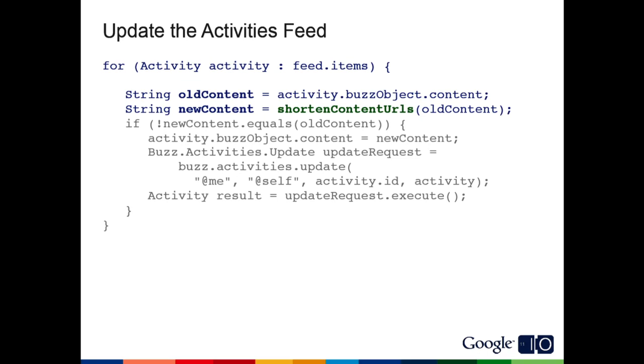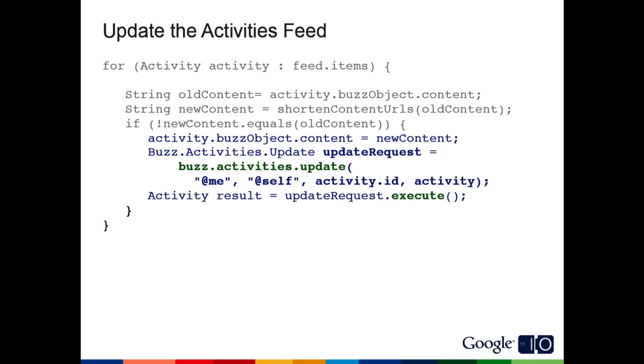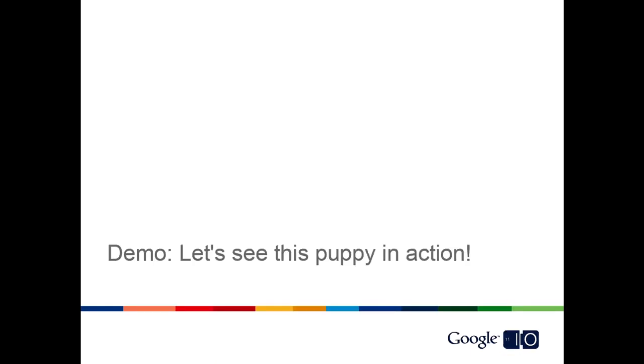I shorten them. If it's changed, I want to update my buzz post, and I do that by creating an update request with the required me and self. I have to give it the ID of the activity that I'm updating, and I give it the modified activity. I execute that request, and I get a result. Let's see if it works.